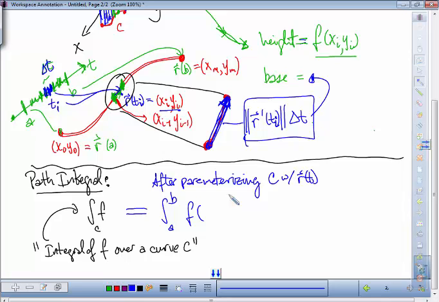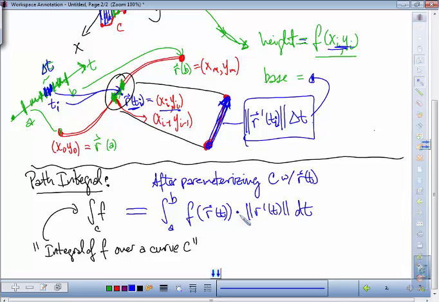Now, instead of putting x and y here, where did x and y come from? They actually came from r of t, right? So that's the height. It's a composition, as you can see, times the base. And what was the base? The base we decided was the magnitude of r prime of t dt. The delta t becomes a dt in this integral.